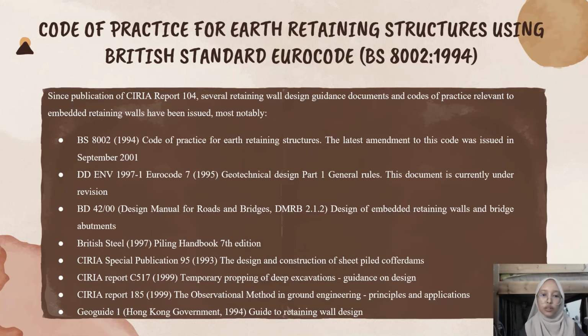Since publication of CIRIA Report 104, several retaining wall design guidance documents and codes of practice relevant to embedded retaining walls have been issued, such as Code of Practice for Earth Retaining Structures, Geotechnical Design Part 1 General Rules, Design Manual for Roads and Bridges, Design of Embedded Retaining Walls and Bridge Abutments, British Steel Piling Handbook 7th edition, the design and construction of sheet pile cofferdams, temporary propping of deep excavations, which is guidance on design, the observational method in ground engineering, principles and application, and lastly, GeoGuide 1, Guide to Retaining Wall Design.